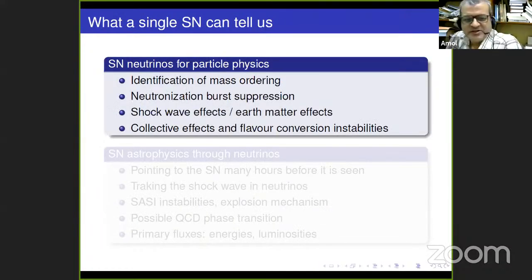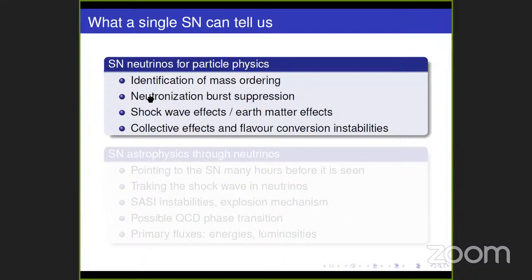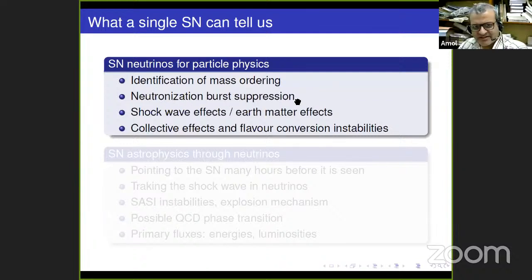So, in short, if you look at a single supernova, just one single event, only 10 seconds, this is what 10 seconds of observation will tell us about particle physics. They'll identify mass ordering. If we see neutralization burst and suppression, they'll tell us whether the ordering was inverted or normal. We may be able to see shockwave effects. In this case, it will tell us where the shockwave was and whether the hierarchy was normal or inverted.